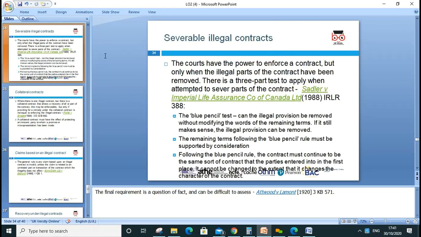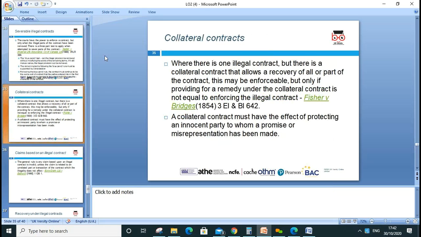Severing an illegal contract: the court has the power to enforce the contract, but only when the illegal part of the contract has been removed. So in a contract, maybe there are some elements that can be illegal. The blue pencil test: the illegal provision can be removed without modifying the words of the remaining terms. Makes sense, an illegal provision can be removed.